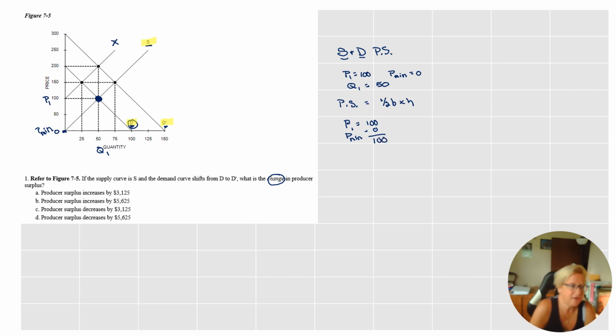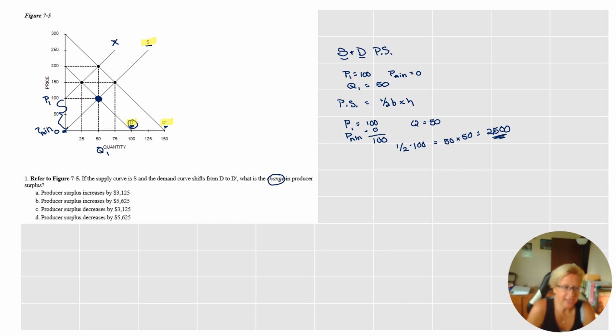And that is the base of our triangle. And then our quantity, which gives us the height of our triangle, is going to equal 50. So if I do 1/2 times 100, which is 50, and I multiply that by 50, I end up with 2,500. So that's my original producer surplus at supply and demand.